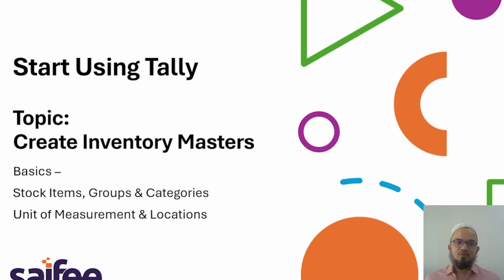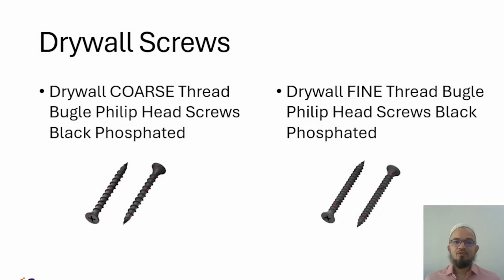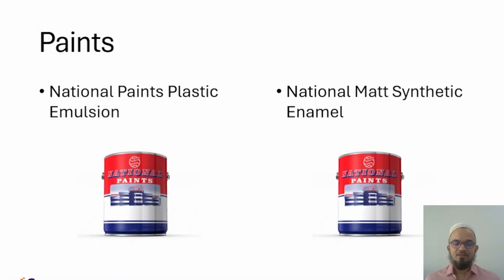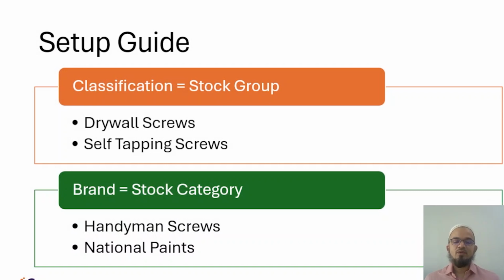These are the topics which we are going to cover today: stock items, groups and categories, followed by unit of measurement and locations. Then we'll follow it up with an example of purchase and sales transactions. For this particular session, we are going to use the following examples: drywall screws, self-tapping screws, panes. Three different types of items. These three different types of items, we are going to group them.